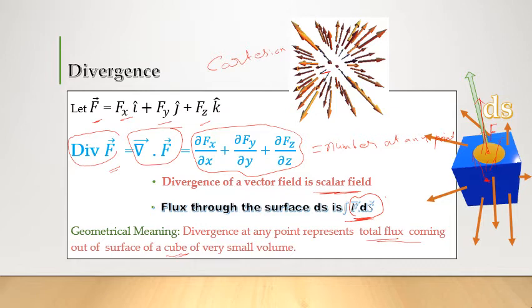Why small? Because I am interested only in this point, how the field is varying. Therefore, if we take larger or bigger cubes, then it takes account of the vector at very far away points. But I am interested only in a small region around this point. In the calculus sense, you make that cube volume go to 0. In that sense we have to calculate the divergence. Once again I will repeat, divergence at any point represents total flux coming out of the surface of a cube of very small volume. This is the geometrical meaning.